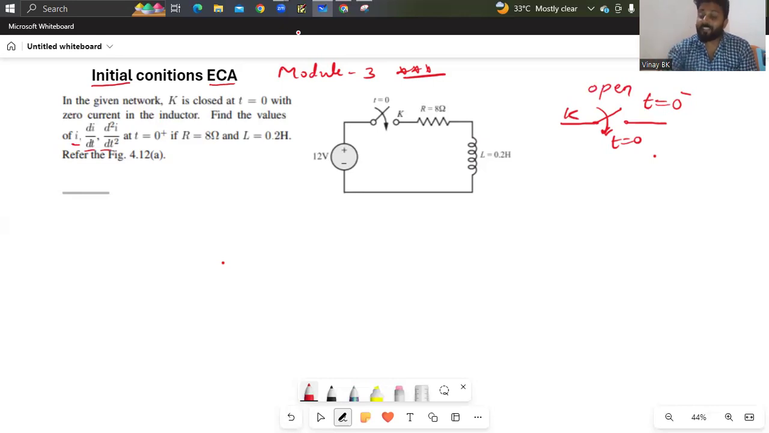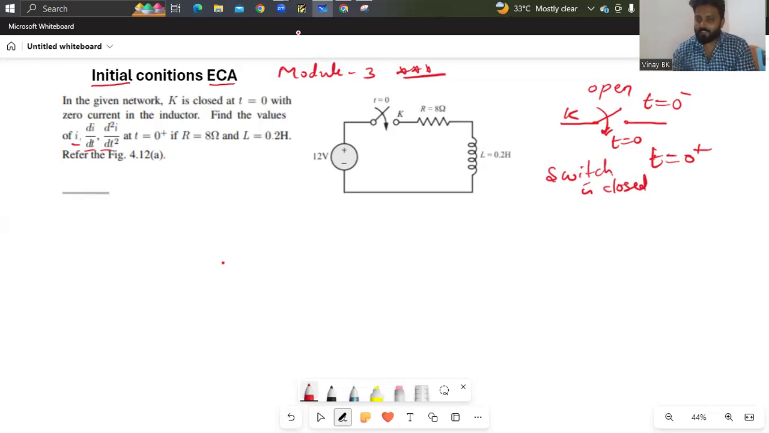Then t equals to 0 plus means it comes back to the original position, which is closed, just after closing the switch. So if t equals to 0 plus, the switch is closed, because initially the switch is closed. Switch K is closed.